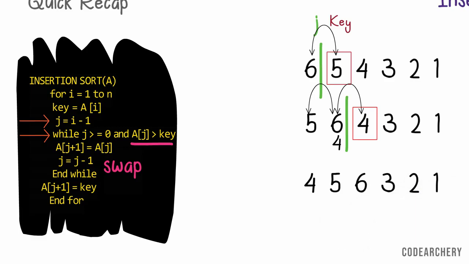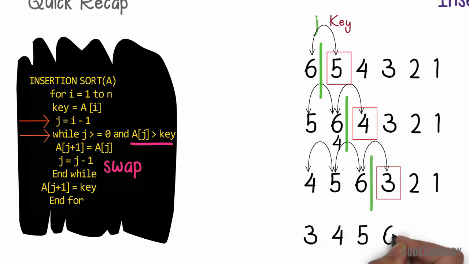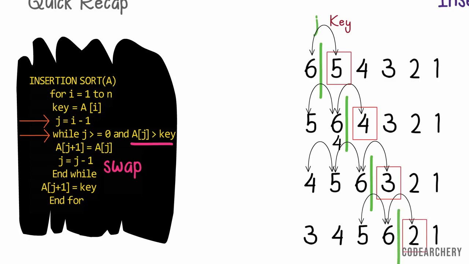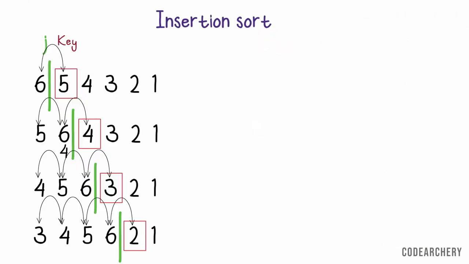Now the key is 3 and we compare and swap 3 with every left element. So we have to perform 3 swappings. Similarly, for key equals 2, we have to do 4 comparisons and swappings. Now I hope you have understood how insertion sort works. Now we'll analyze our sort.